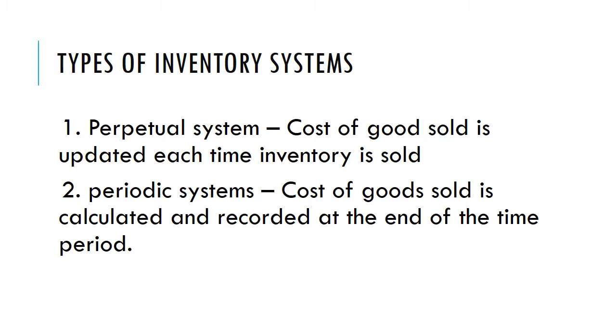First is the perpetual system, where the inventory is updated each time the inventory is sold. Then there is the periodic system, where the cost of goods sold is calculated at the end of the time period. Today we'll be focusing on the perpetual system.